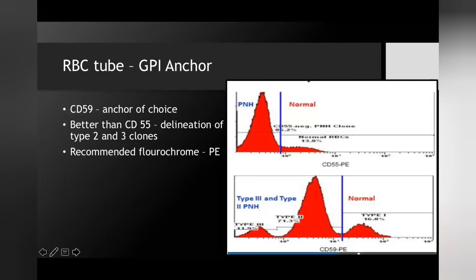So again, this is the same sample. If you see the histogram for CD55, you will see that there is this normally expressing CD55 clone and there is the big clone which is lacking CD55. But when the same sample is analyzed using CD59, you see that this actually differentiates into 3 clones, the type 1 clone, the type 2 clone, and the type 3 clone. So type 2 and type 3 would not have been delineated if we were just looking at CD55. So CD59 is the gating GPI anchor of choice.